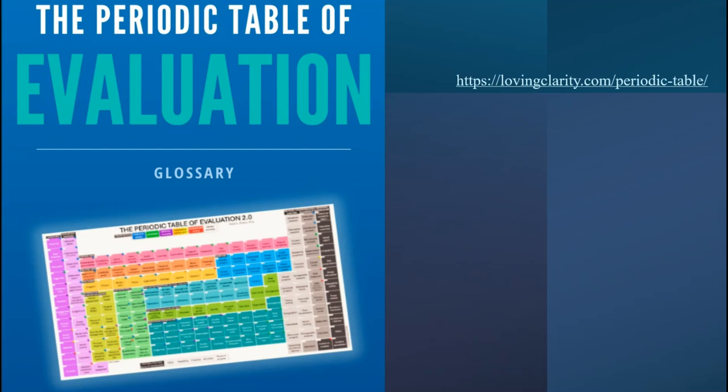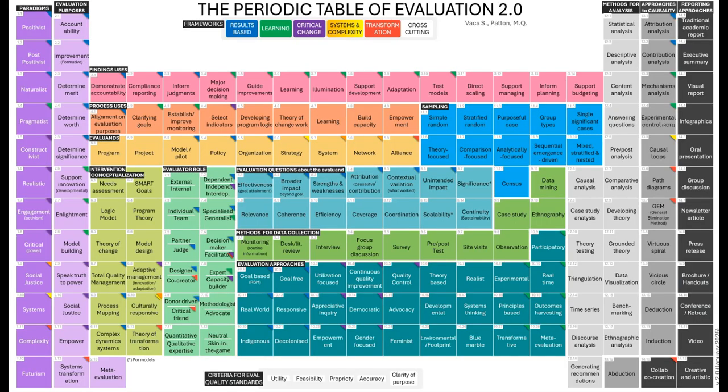Okay, so this is an overview of the table. Separately, there is a glossary that accompanies the periodic table that defines each cell in the table with references. That glossary is available at Sara Vaca's website. The link to that site is shown here on this slide and on the page introducing the YouTube video.